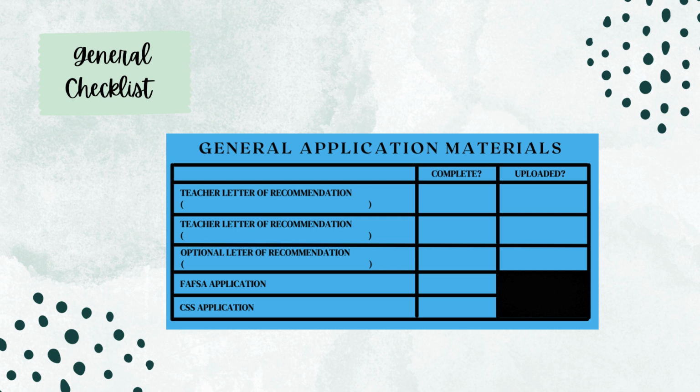So two teachers. Some schools have the option to have three letters of recommendation. So the third one could be from a mentor, a supervisor, somebody else who can speak to you as a candidate beyond the educational aspect. So again, more holistic. Again, did they complete it? Did they upload it? And then most importantly, because you want to make sure you are applying for financial aid and getting need-based or merit scholarships and grants, did you complete the FAFSA and did you complete the CSS? And I'll talk through those applications in a future video as well.